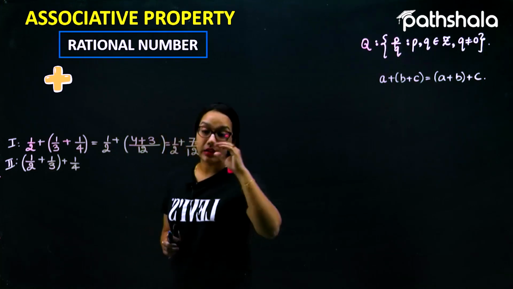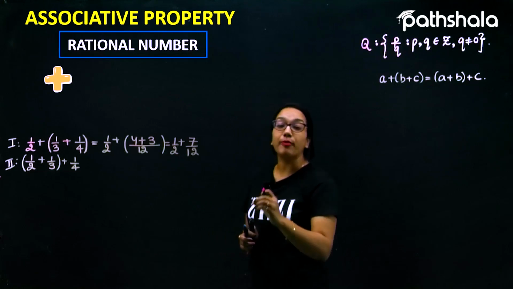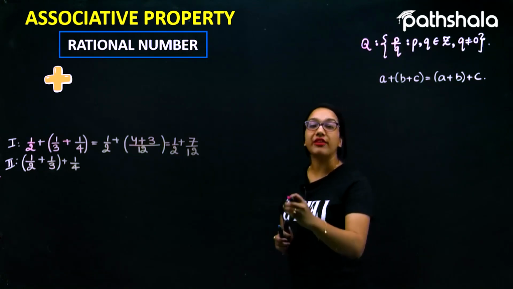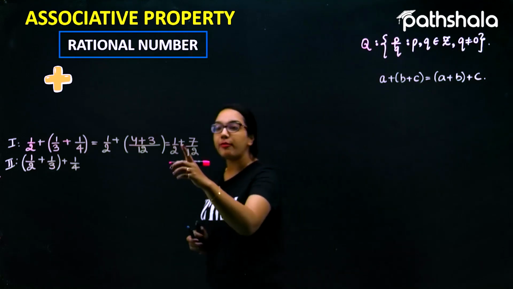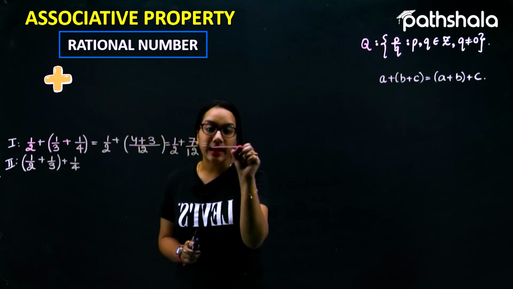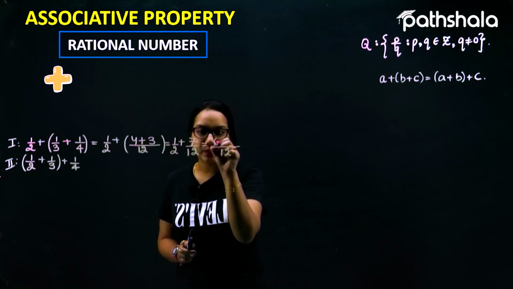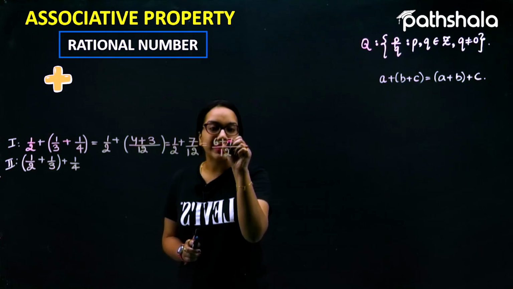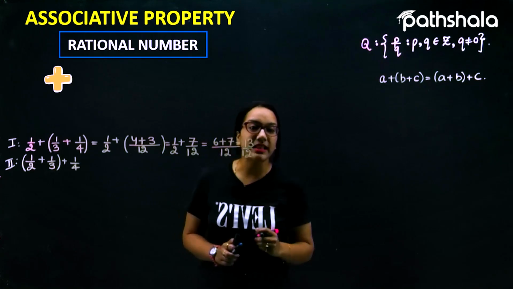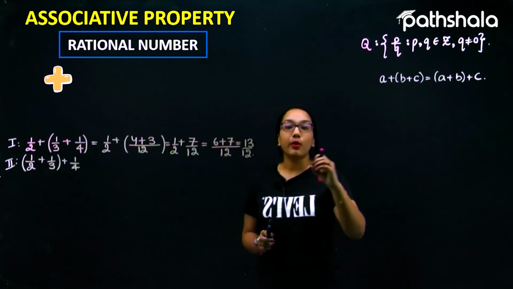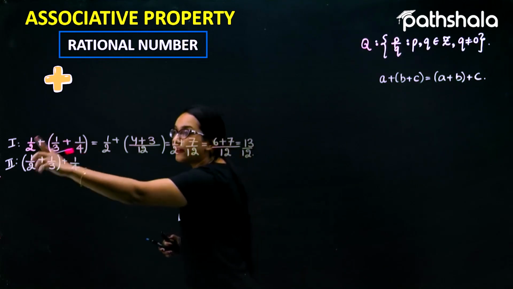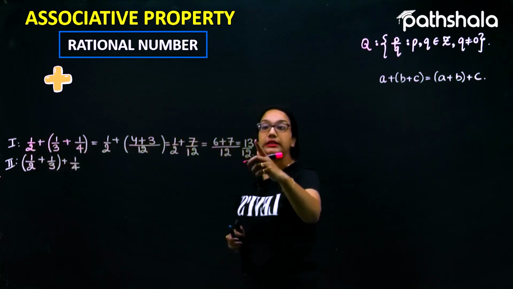So I have the fractions as half plus 7 by 12 at the end. Let us suppose I am solving half plus 7 by 12 again. The LCM of 2 and 12 is again 12. So 2 6s are 12, plus 7. 6 plus 7 is 13. So this is 13 by 12. It means that the value of the first case is 13 upon 12.